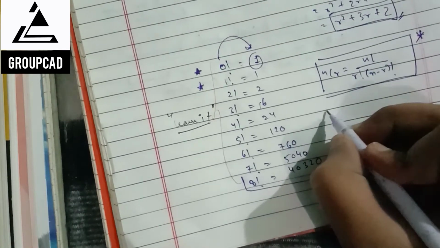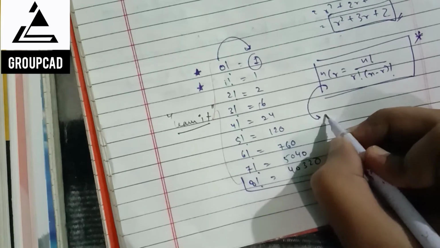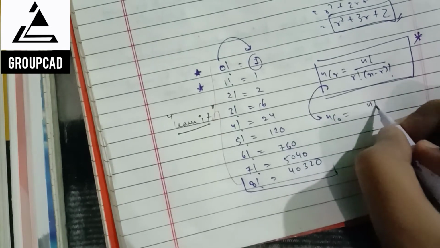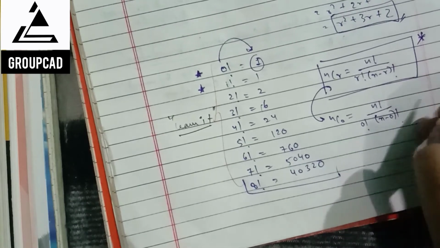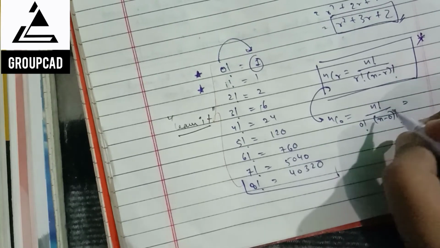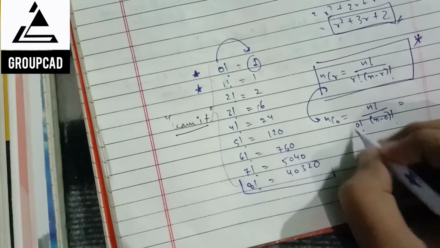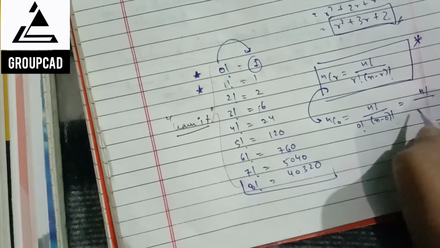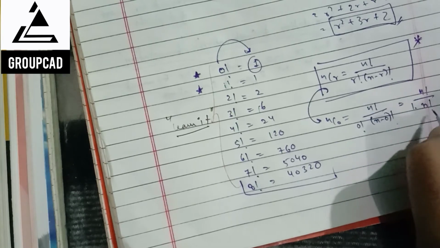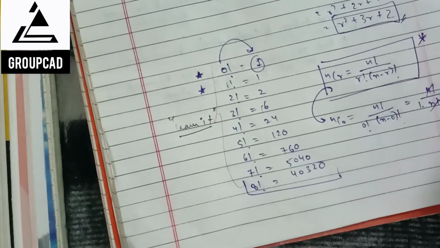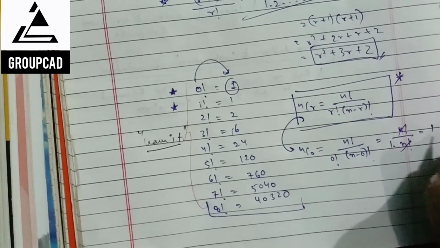So if we want to calculate, applying this formula, nC0, we will have n factorial over 0 factorial and n minus 0 factorial. Okay, so 0 factorial is 1, and n minus 0 factorial is n factorial, so the answer is 1.